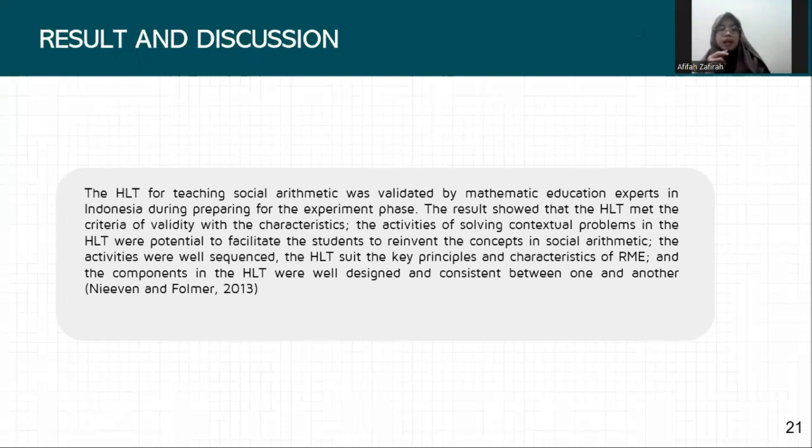There are activities of solving contextual problems in the HLT, which have the potential to facilitate students to reinvent the concept in social arithmetic. The activities were well sequenced and also suit the key principles and characteristics of realistic mathematics education.